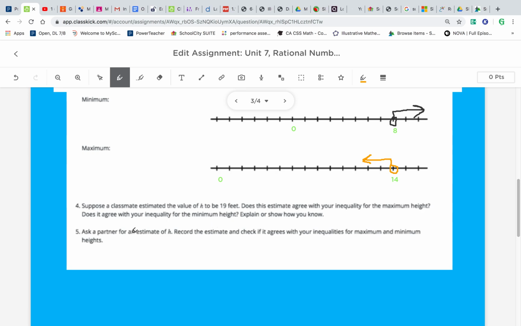And then for number 5, you're just working with your partner and comparing your estimates.